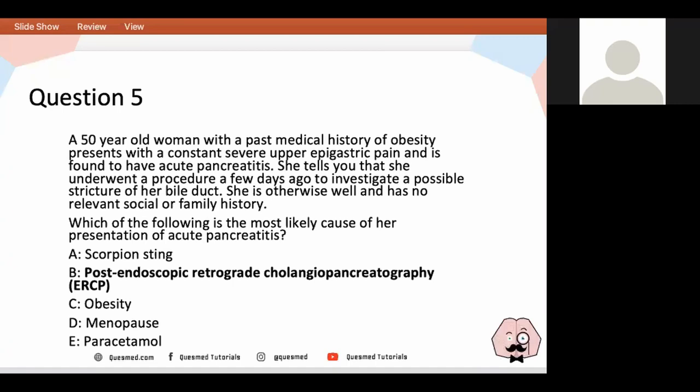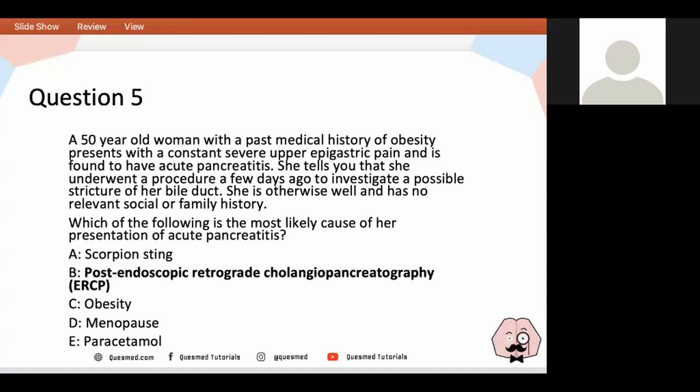And it's important to remember that these patients can become very unwell very quickly. Again, your management consists of good analgesia, IV fluids, and other supportive measures. And it would not be unreasonable to discuss these patients with your seniors and HDU if you're concerned about this patient.